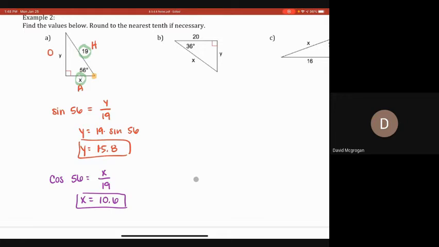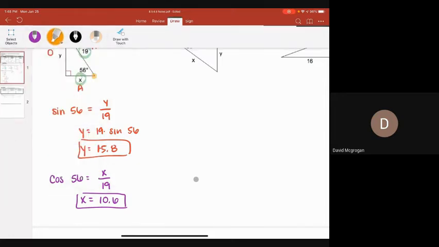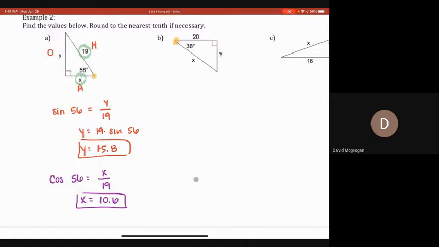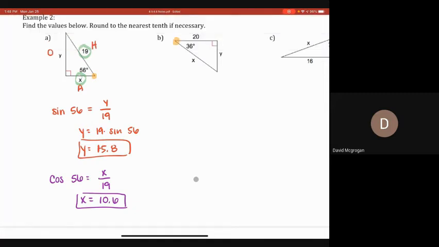All right. Let's take a look at B. So for B, we are doing everything with respect to this 36-degree angle. Just a good habit: identify your opposite, your adjacent, and your hypotenuse. What's my opposite? Y. What's my adjacent? 20. What's my hypotenuse? X. Okay. So I don't care which one you want to solve for. Help me out. What could I do first? What ratio should I use? Sydney.